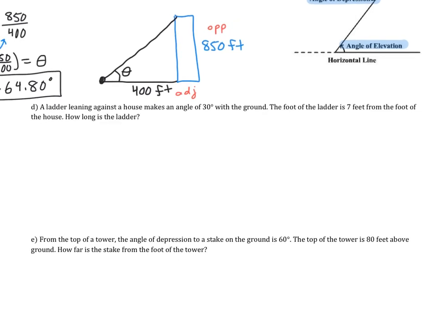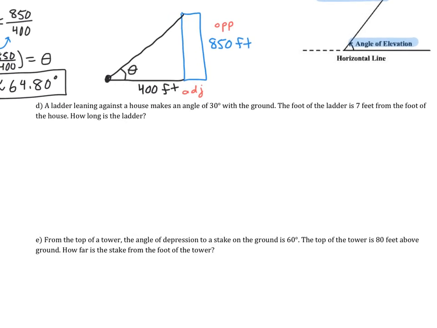All right, let's look at this next example. So here, a ladder leaning against a house makes an angle of 30 degrees with the ground. So let's say here's the house, here's the ladder, and it says it makes a 30-degree angle with the ground.